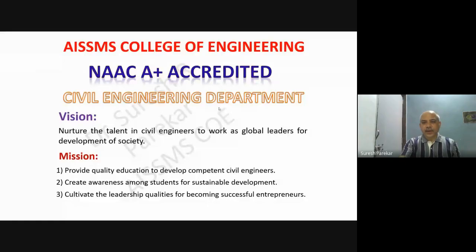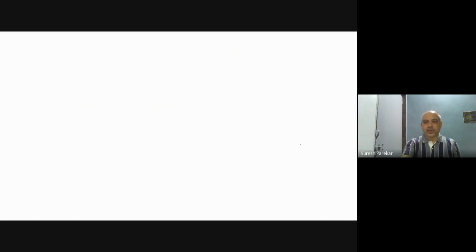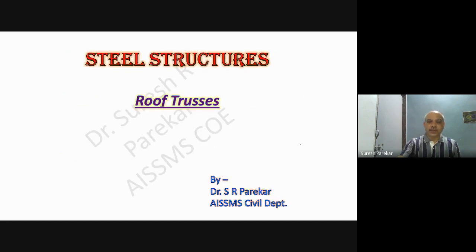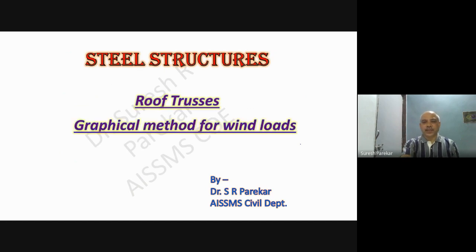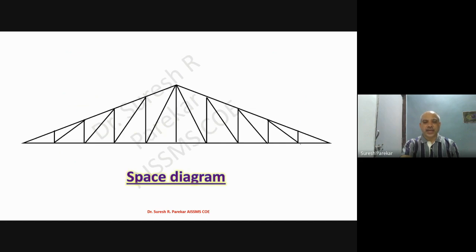Today we are going to see the graphical method for wind loads. In the last video we covered the graphical method for dead loads, and today we are with wind loads. These two methods we use to determine the forces in members. So we have roof trusses, and for this we have the graphical method for wind loads. Now we already have the space diagram.